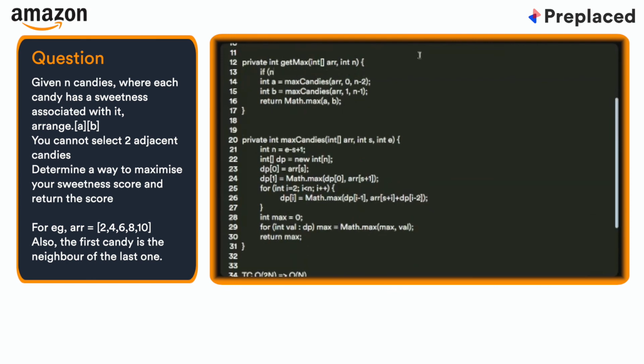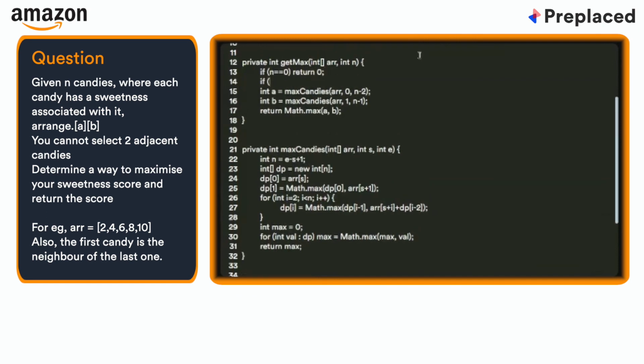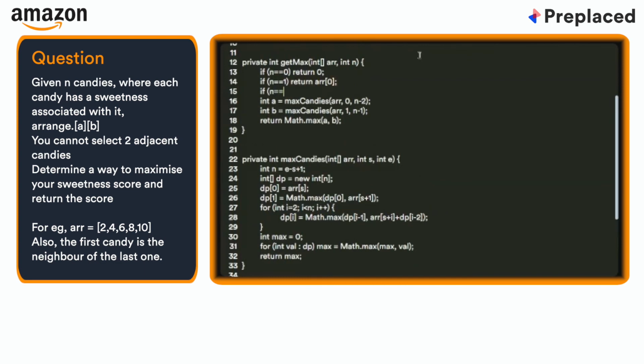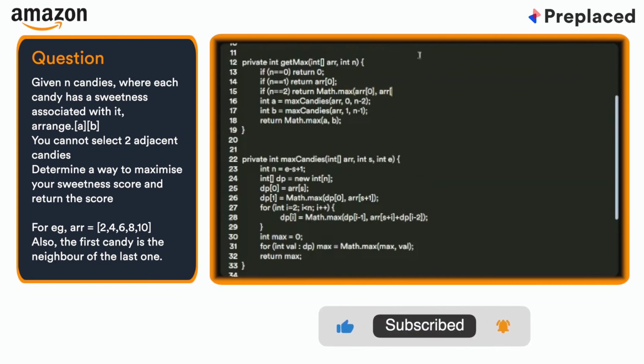Okay, if n equals 0, return 0. My array is empty, so the maximum will be 0, right? Okay, fine, yes, sorry. If n equals 1, return array at index 0, and if n equals 2, I'll be returning the maximum of array at index 0 and array at index 1.